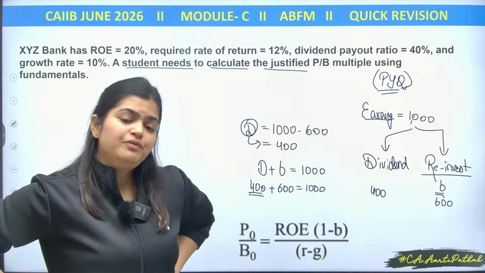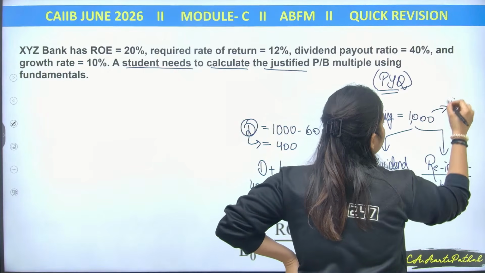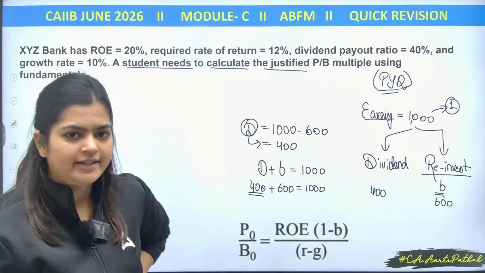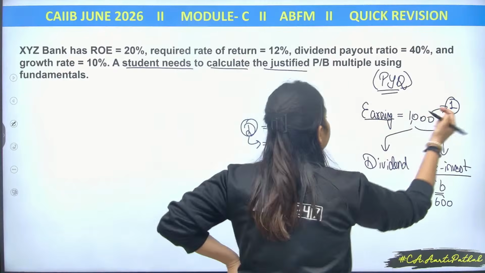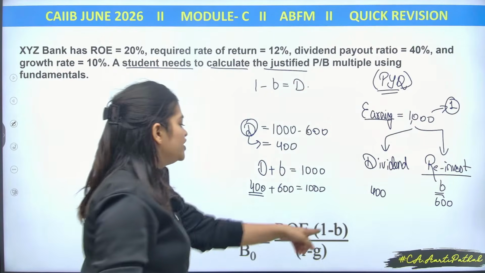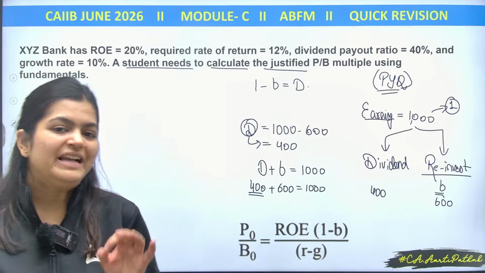But they are saying 1. So they are considering whatever earning you are going to see as equal to 1. So 1 minus plug back also gives you the dividend value. That is what they are using in the bracket, multiplied by ROE, return on equity.